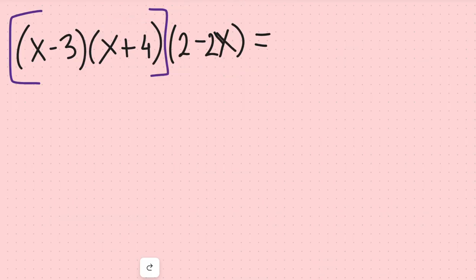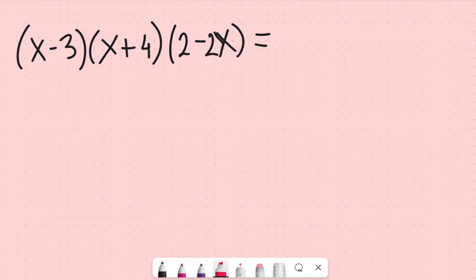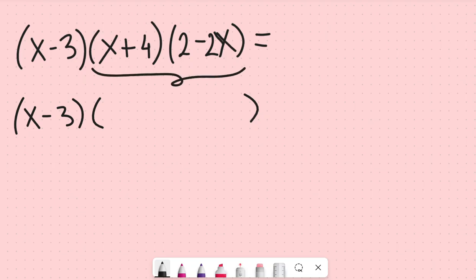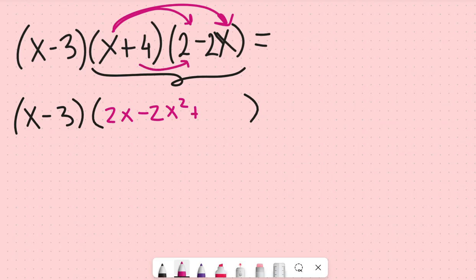I would always copy the first one. All right, so we copy x minus 3 and then we multiply these 2 brackets here. Okay, so let's go quickly. X multiplied by 2 will be 2x. X multiplied by minus 2x will be minus 2x squared. 4 by 2 will be 8, and 4 by minus 2x will be minus 8x.